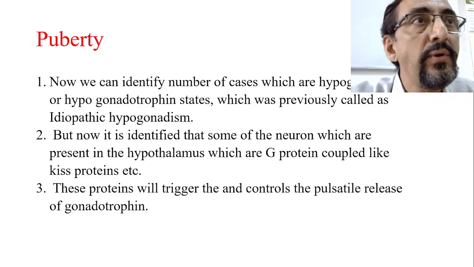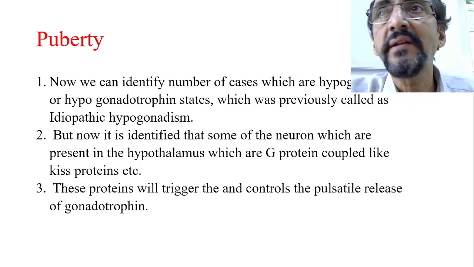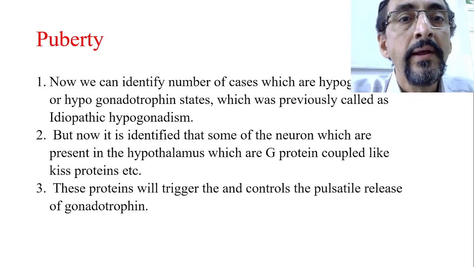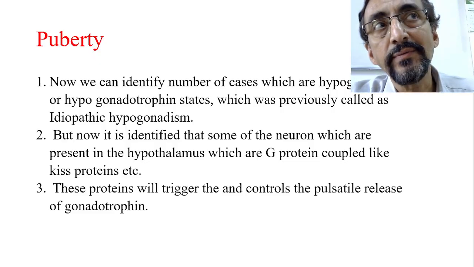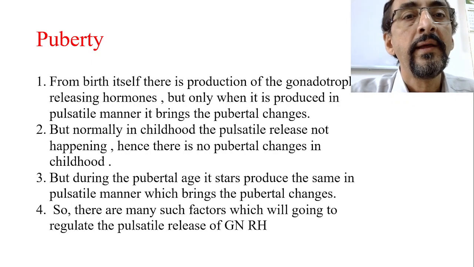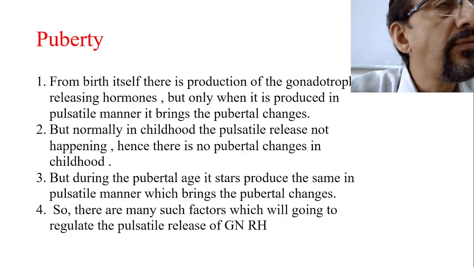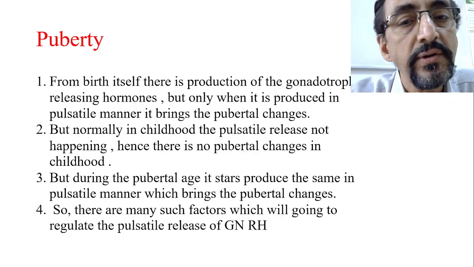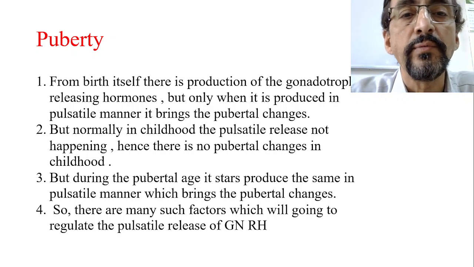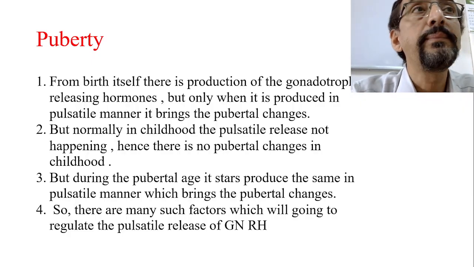Now again we have two important things. One is continuous release of the gonadotrophin and another is pulsatile release of the gonadotrophin. Now you concentrate on this particular point. What is this continuous release of the gonadotrophin and what is this pulsatile release of the gonadotrophin? From the birth there is production of the gonadotrophin releasing hormones, but only when they are produced in a pulsatile manner does it bring the pubertal changes.